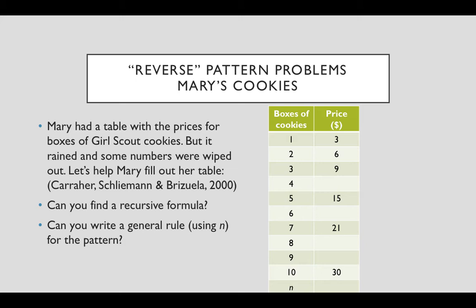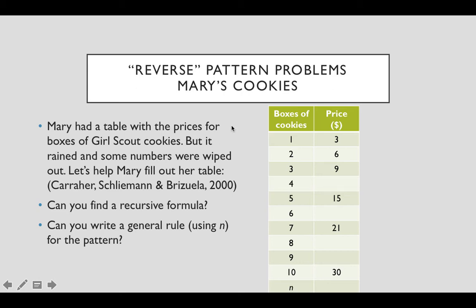The second task we're going to look at is a reverse pattern problem. In this case, I've given you some of the inputs and some of the outputs, and we're going to use that to generalize our recursive formula and our closed formula. So this is Mary's cookies.